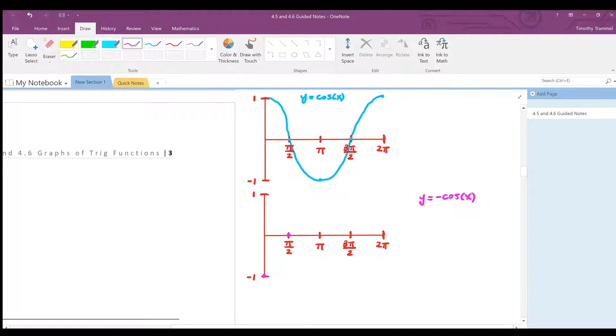We go to the next quarter point at pi. The y value is minus 1. Well, if you multiply minus 1 by minus 1, you get 1. And again, I keep multiplying by minus 1 because we have minus cosine here. If you multiply 0 by minus 1, you get 0. And if you multiply 1 by minus 1, you get negative 1. And if I connect all these dots, we'll see that this was just a reflection across the x-axis.